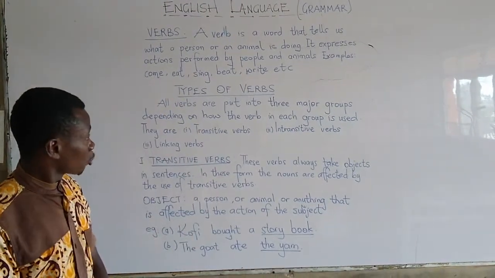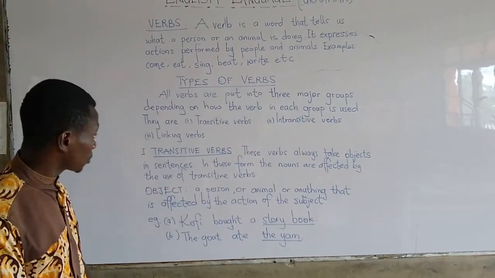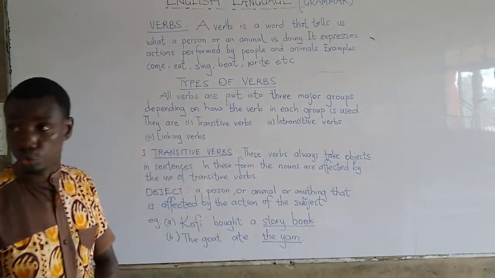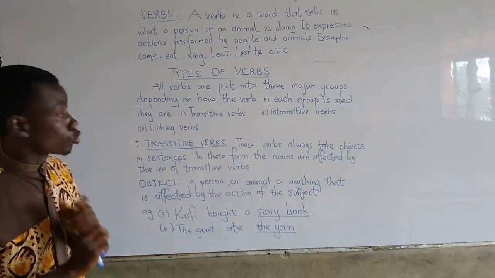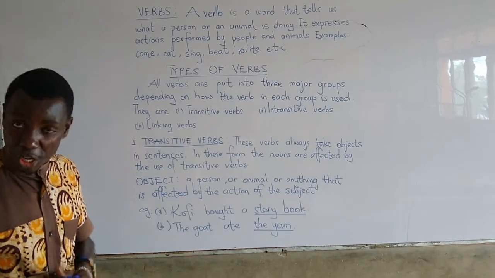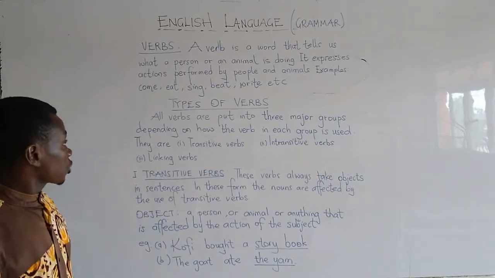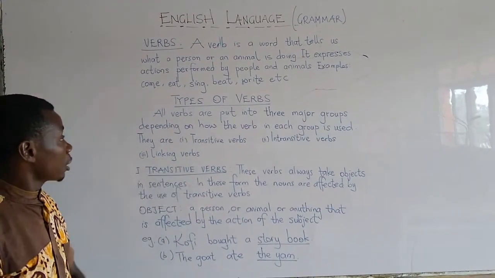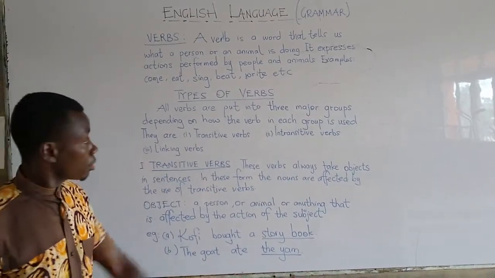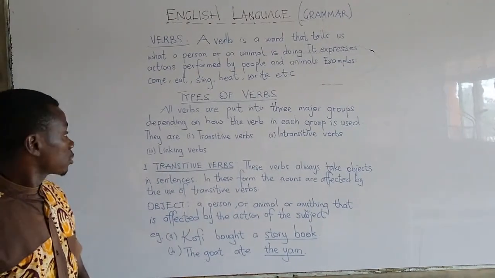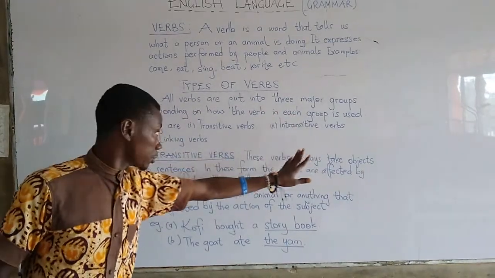Let us look at the types of verbs. Generally, verbs are put into three major groups depending on how the verb in each group is used. So you can classify a verb into a particular group by looking at how it behaves in the given sentence. Under such classification, we have three groups of verbs. 1. Transitive verbs. 2. Intransitive verbs, and 3. Linking verbs.